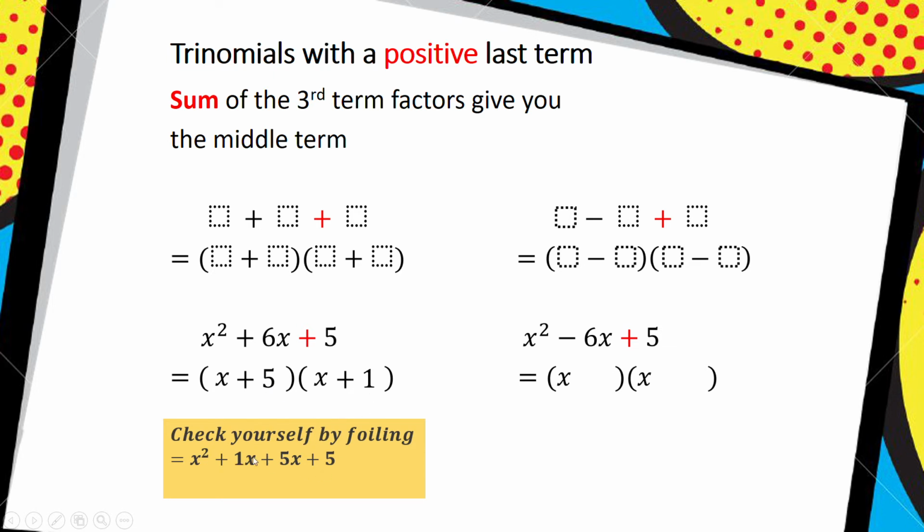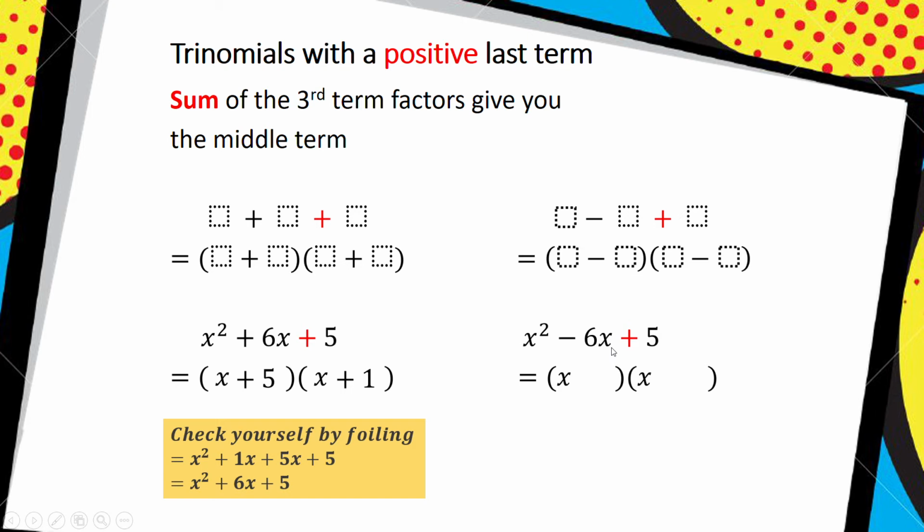Get your like terms. 1x plus 5x gives me 6x. Okay, I definitely factorized it correctly because this is the same as what they gave me. So if you're not sure if you got it right, you can always go and FOIL your brackets at the end and check if it goes back to your question.